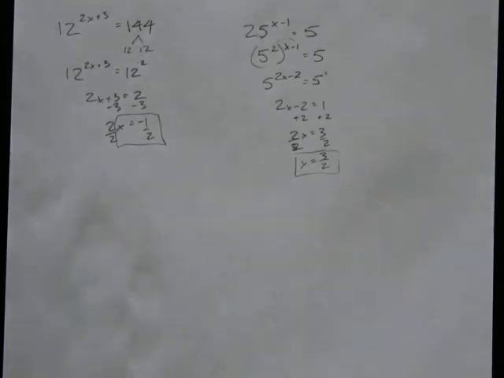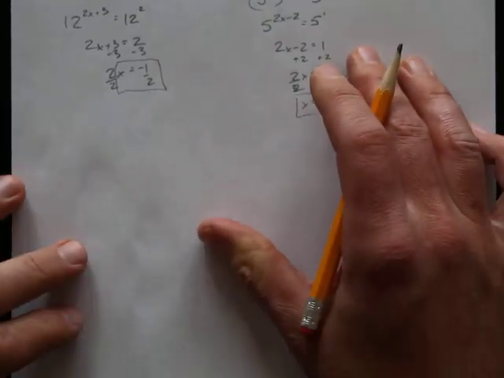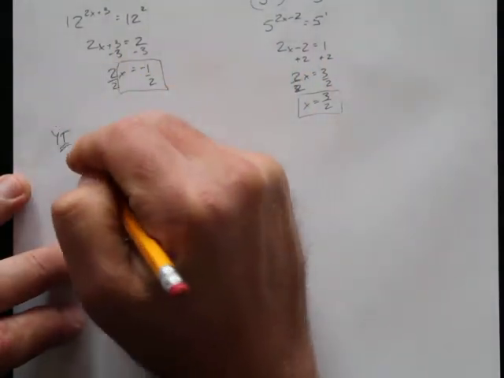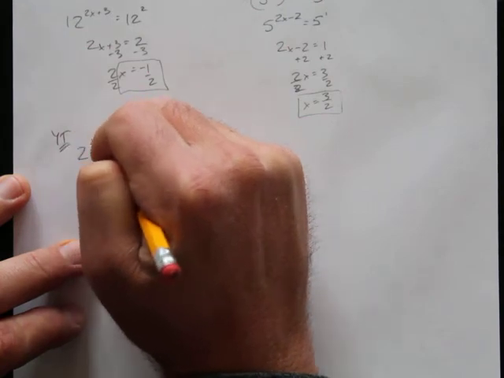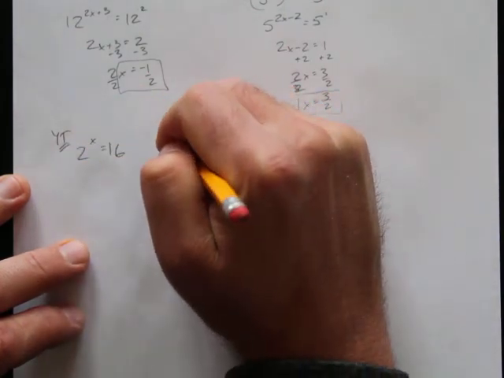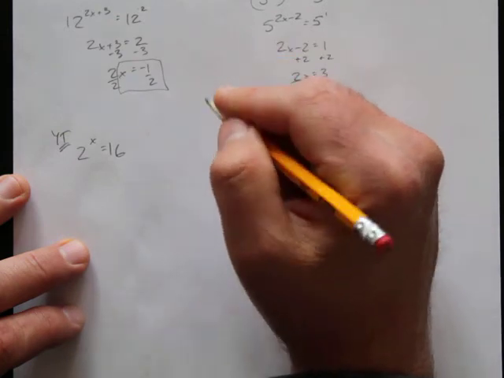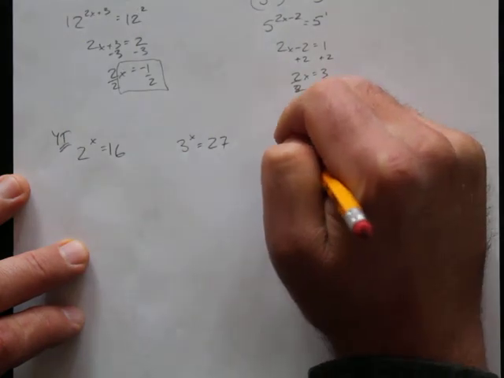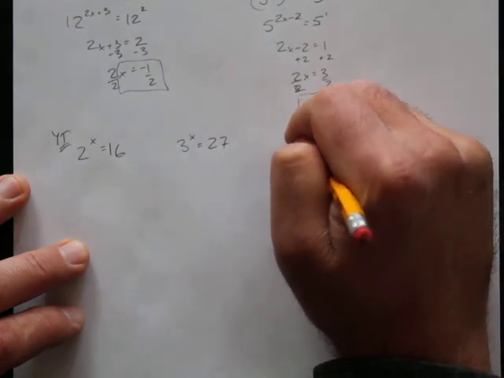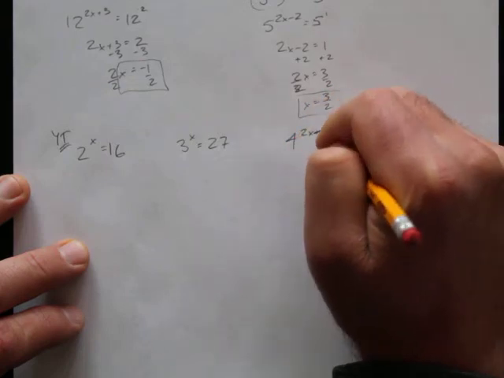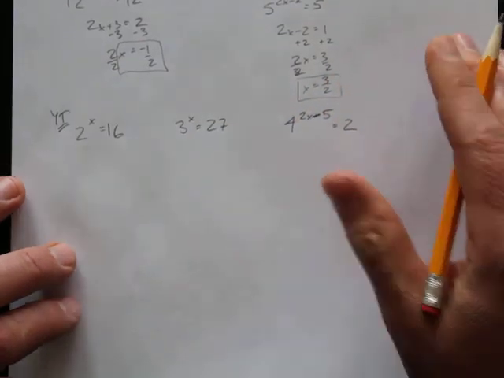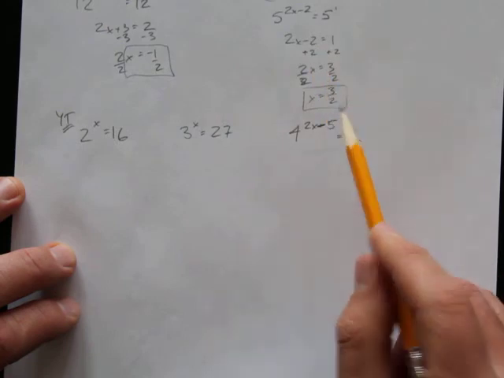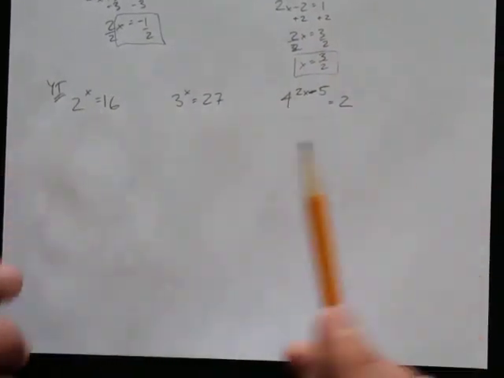All right, you guys are now going to do, let's say, 3 of these. Here's a u-try that is 2 to the x equals 16. Solve for x. Another one that is 3 to the x power equals 27. Solve for x. And the last one is 4 to the 2x minus 5 equals 2. This one is very similar to this one that's right above it. All right, solve for x on all of these, and that'll be it for this lesson. Go.